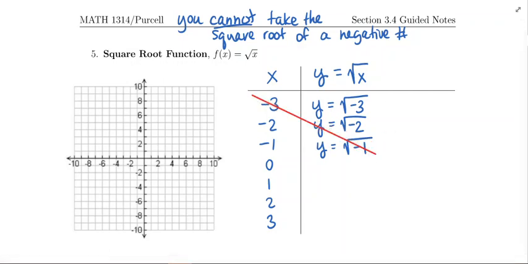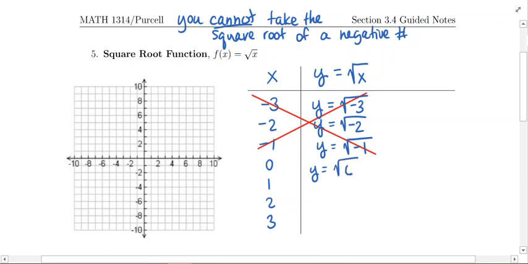Okay, let's think about x equals 0. Is that going to be possible? Well, if x is 0, then that means the y value is going to be the square root of 0. And the square root of 0 is 0. You can take the square root of 0. So that means if x is 0, the y value is 0. Okay, so a big shock here. This graph goes through the origin.